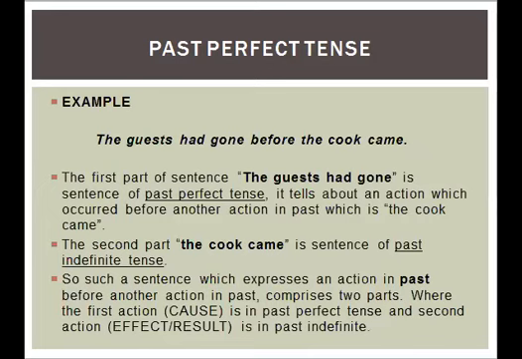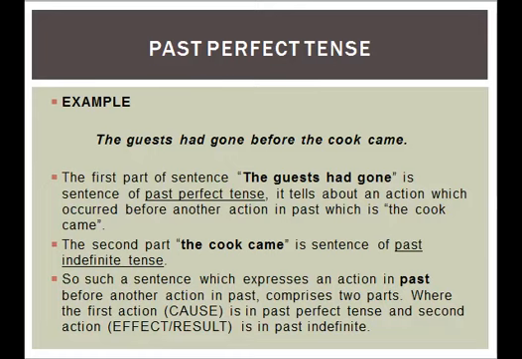For example, the guests had gone before the cook came. The first part of the sentence, the guests had gone, is a sentence of past perfect tense. It tells about an action which occurred before another action in the past, which is the cook came. The second part, the cook came, is a sentence of past indefinite tense, which is also called the simple past.